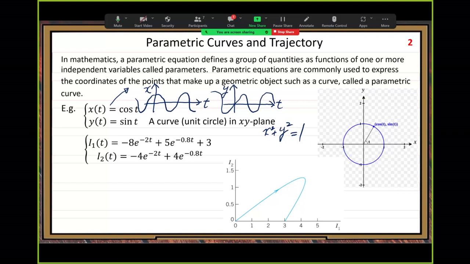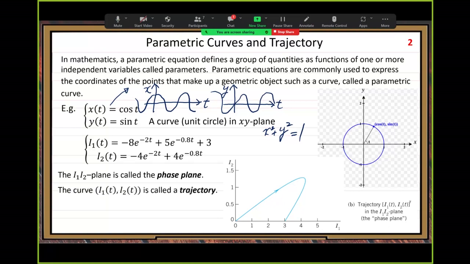So we want to study this and try to see some new information. That's the qualitative method, so we study it in this topic. All right, so let's continue and try to see more. Here we call this I1, I2 plane the phase plane.